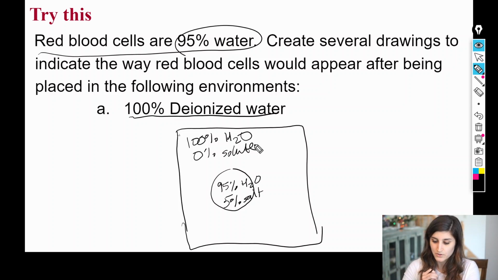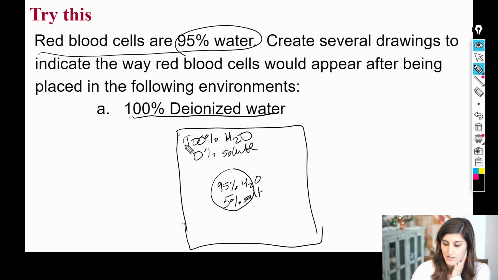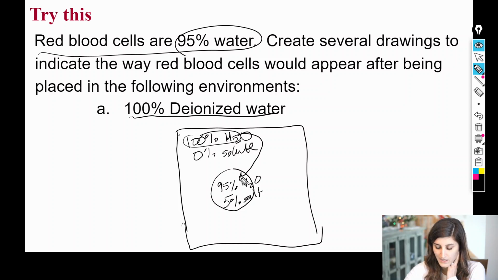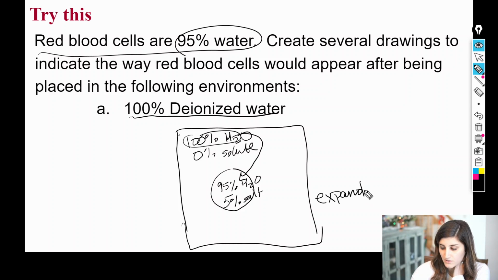So what's going to happen to the water? We have to remember that water is always going to move from a high concentration to a lower concentration. So water, which is higher on the outside of the cell, will move inside of the cell. So what's going to happen to a red blood cell? Well, the red blood cell will actually expand, and there's the potential that it might even lyse, and lyse means to burst.